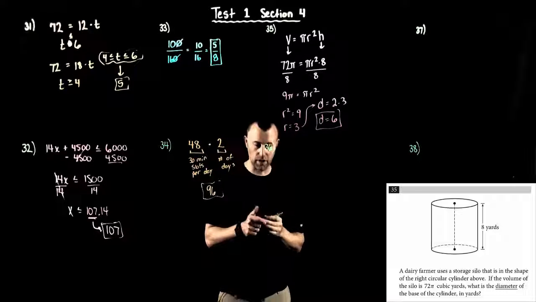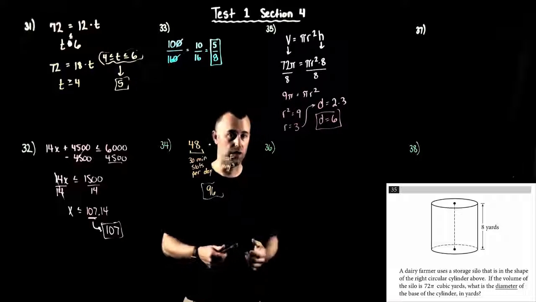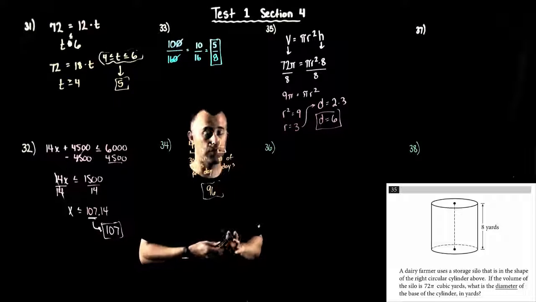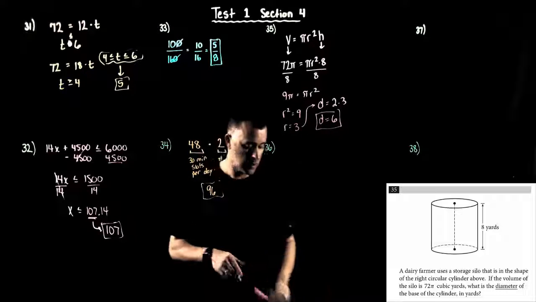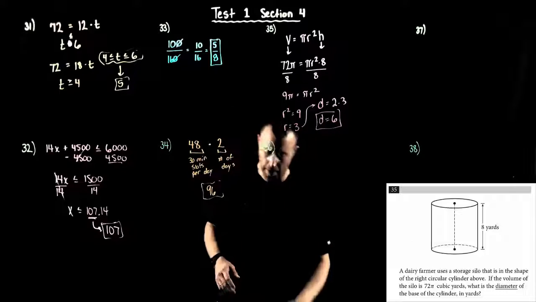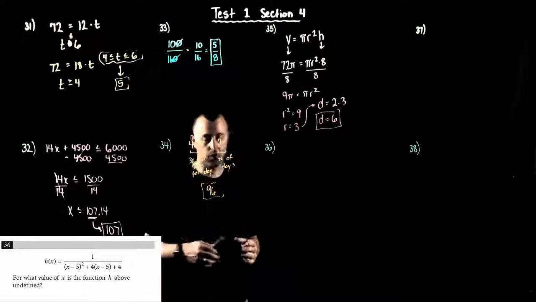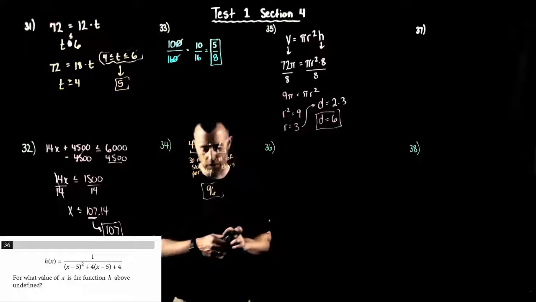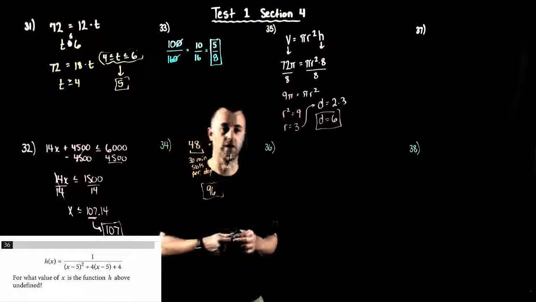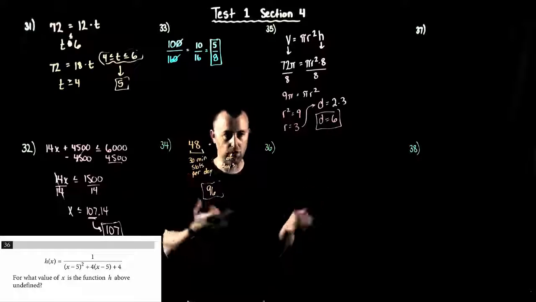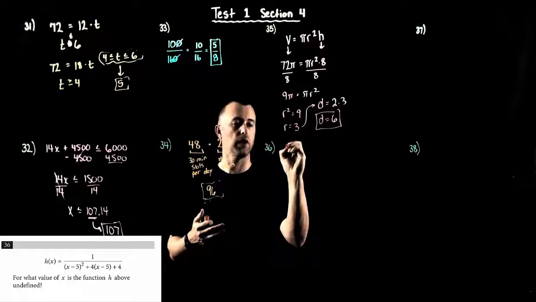Make sure you don't get caught up in solving for the radius and you forget to convert that to diameter. They're going to probably try to get you on that. So make sure you're paying attention. All right, so that's 35. 36 is giving us an equation, a fractional equation, and they're asking you for which value of x is this function undefined. So you have to understand what's undefined when you have a fraction.